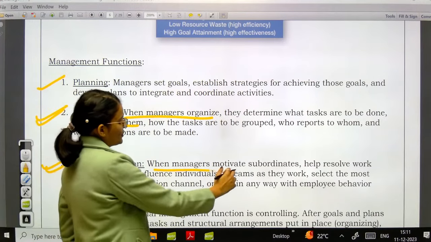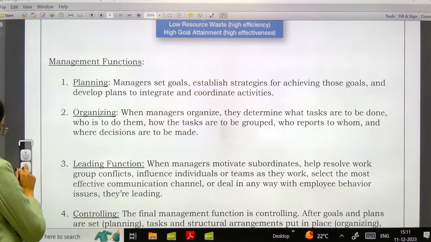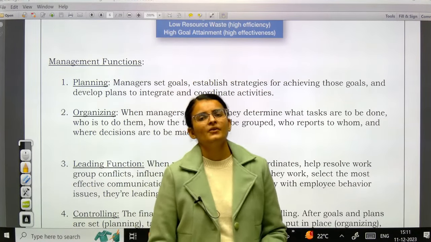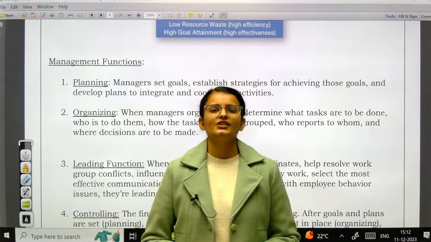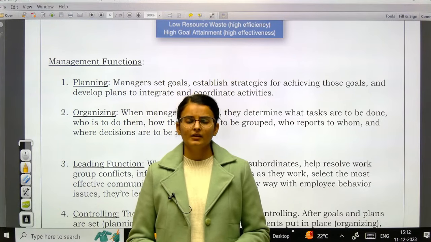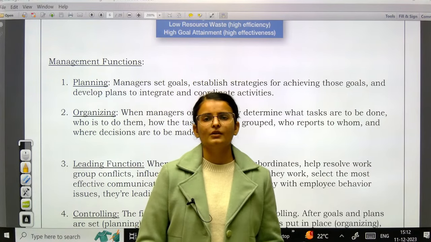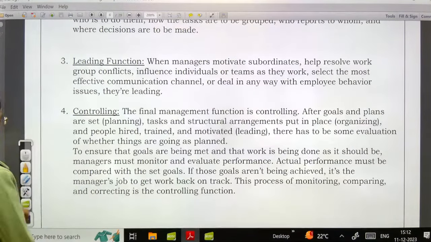Leading function. When managers motivate subordinates, help resolve work group conflicts, influence individuals or teams as they work, select the most effective communication channel, or deal in any way with employee behavior issues, they are leading. The leading function focuses more on the employee: what issues he is facing, whether he is facing some difficulties at home due to which he is unable to perform well at the workplace. So the managerial role is also a leadership role. He will motivate the employees and get their issues resolved, whether related to emotional conflict at home or at the office, or other issues related to the employee. This is the function of leading.